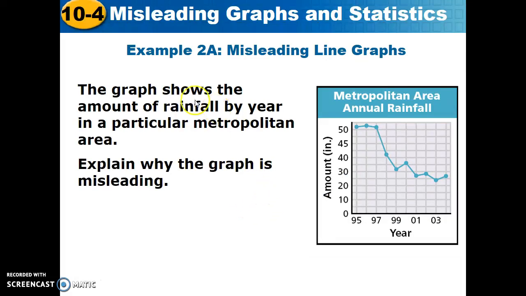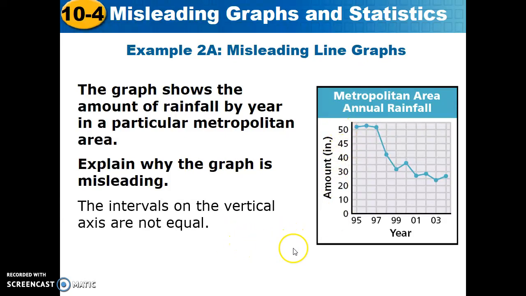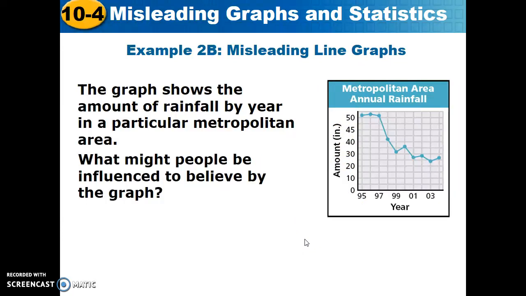Another example, 2A. This graph shows the amount of rainfall by year in a particular metropolitan area. Why is this graph misleading? Well, again, let's look at the vertical scale. Every 2 bars is 10, 2 more is 10, 10, 10, and then 2 bars indicates 5 inches, and the next 2 bars indicate 5 inches. So the scale on the vertical axis is not equal, which is misleading, and it draws the graph out more.